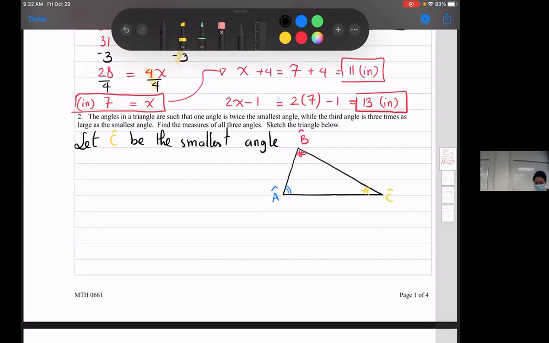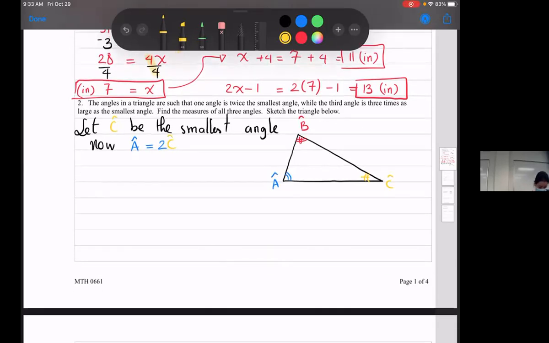One angle is twice the smallest angle. Pick one, A or B, whichever. X is the smallest, yeah. So it will be 2X, or 2C, right? Now I'm gonna pick A. A is okay, let's pick A. Now, angle A is equal to 2C. You can pick B if you want; it doesn't matter to me.